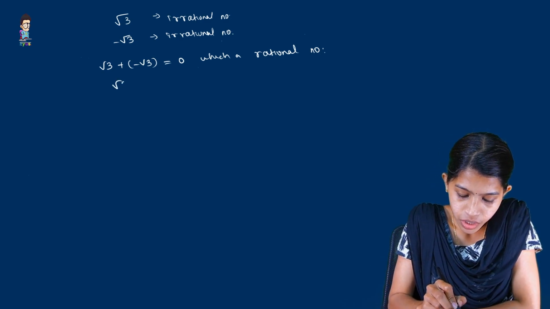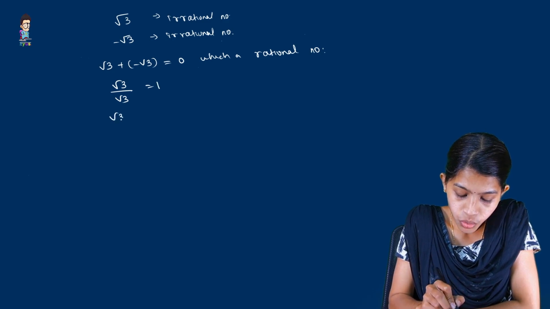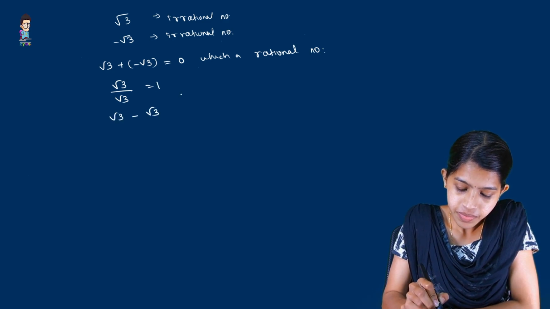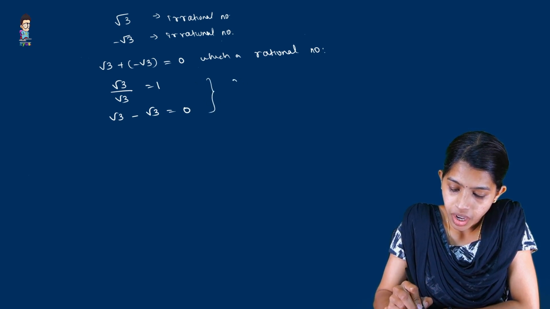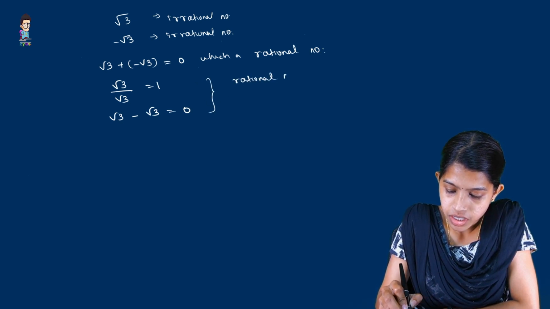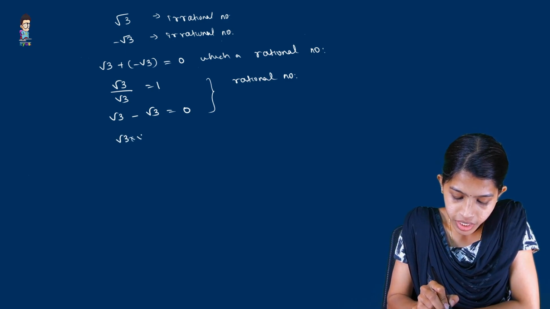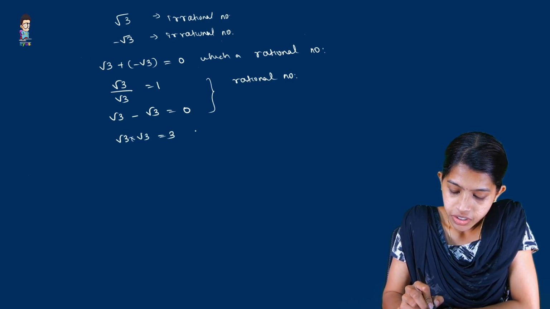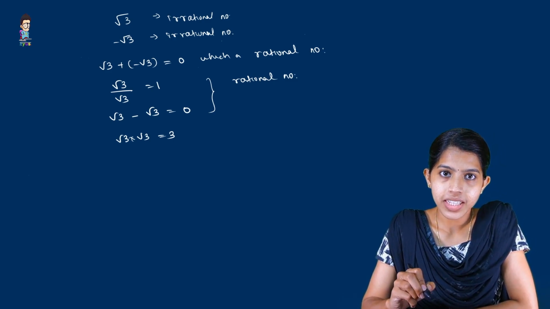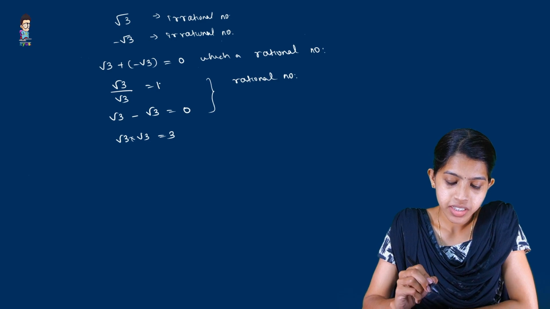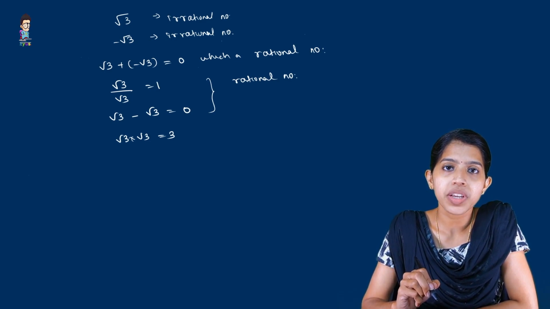Similarly, we can say that root 3 divided by root 3 is equal to 1 and root 3 minus root 3 is equal to 0. These two are rational numbers, not irrational numbers. And also root 3 into root 3 is equal to 3, which is not an irrational number. So, in turn, we can say that the sum, product, difference and quotient of two irrational numbers are not always an irrational number.